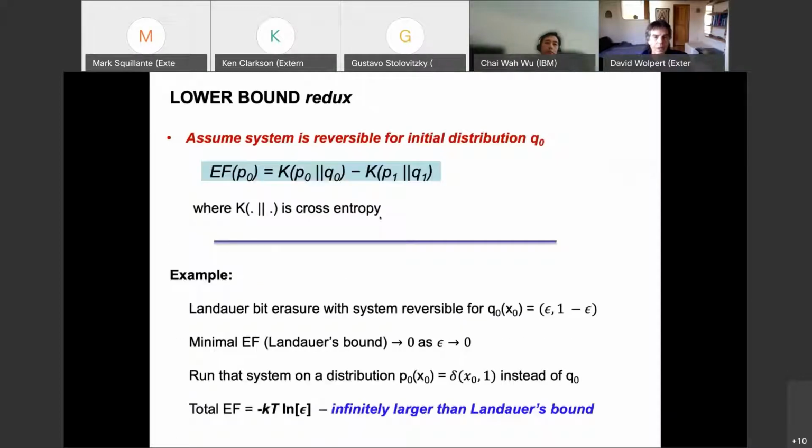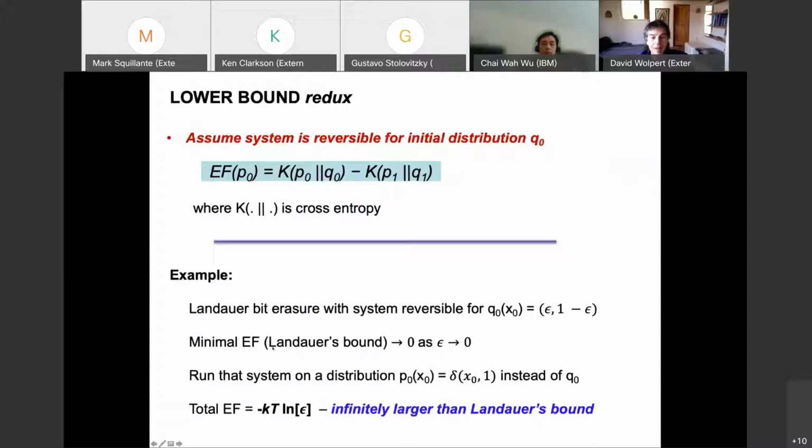Okay, what is the consequence of that? Let's say we're doing Landauer bit erasure. The system is thermodynamically reversible, but let's say it's not for an initial distribution of 50-50 of my bits. Because of where this bit eraser happens to be turning up in my system, and what environment I think it's facing, I'm going to design it so it's thermodynamically reversible for an initial distribution that's, instead of being 50-50, epsilon, 1 minus epsilon.